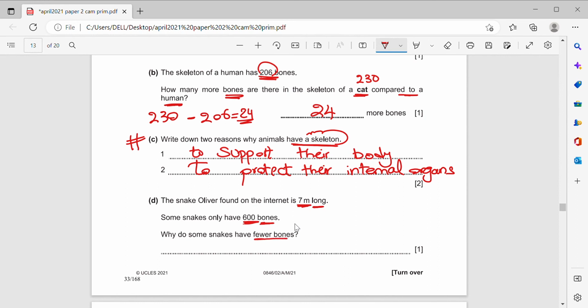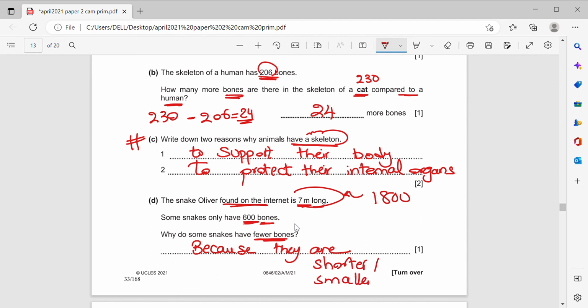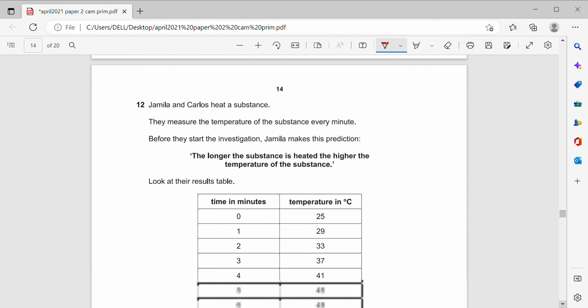Why do some snakes have fewer bones? Few bones means what? Here he gives me a hint that the one he found with 1800 bones is 7 meters long. So here we need to explain regarding how long and how short. So some snakes have fewer bones because they are shorter or smaller. So the answer is because they are shorter or smaller in size.